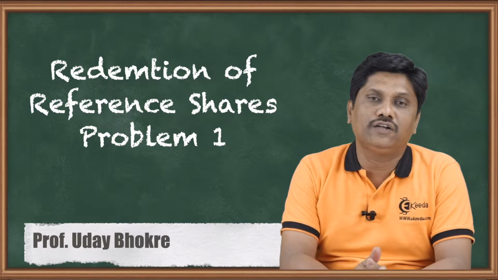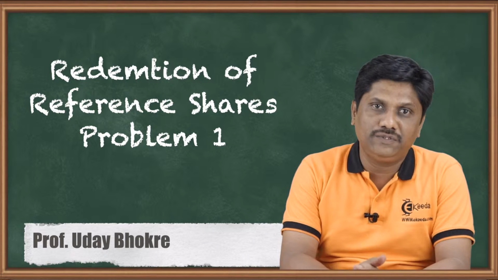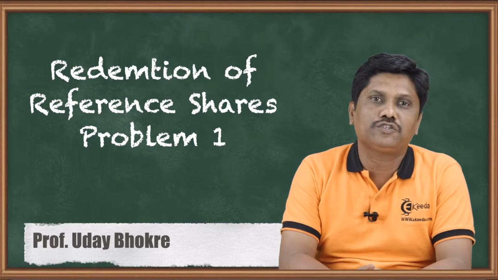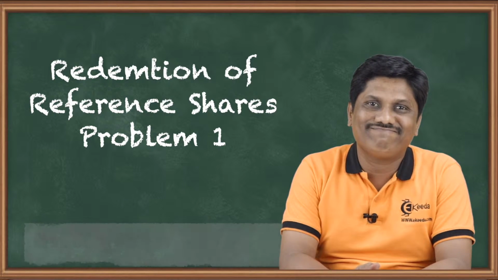Friends, today we are going to learn for CA Inter course accountancy subject topic name redemption of preference shares. Question number 1. We are going to solve this wonderful question, students. Let's begin with question number 1.